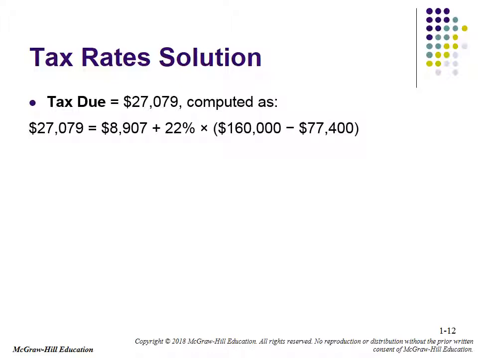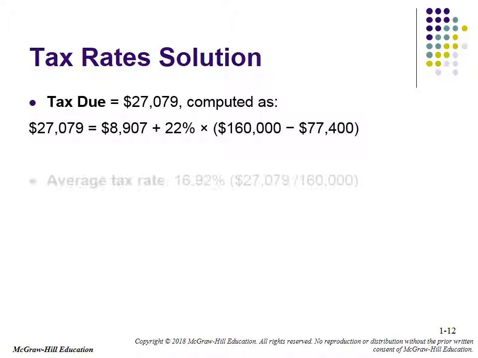And what the instructions say is, take $8,907 and add to that 22% of the amount taxable income, which is $160,000 in this case, is above $77,400. So what you do is you take the 160, as you can see there, and subtract the $77,400. So $82,600 of their income is taxed at 22%. So multiply that by 0.22. That's $18,172. That result then is added to the $8,907 fixed amount, and that will give you $27,079. So that is their actual income tax they owe on the $160,000 of taxable income.